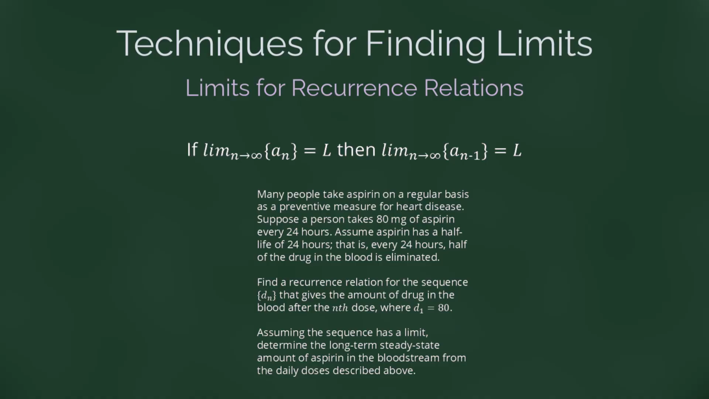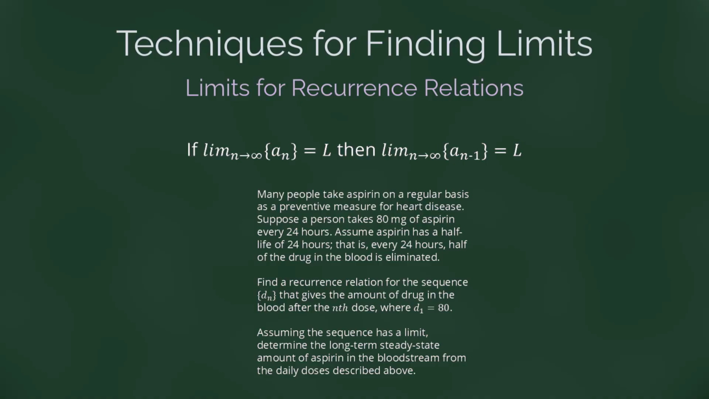So we're going to use that in a context that I think is fairly useful. We have this problem here that many people take aspirin on a regular basis to prevent heart disease. And so we have a person here who takes 80 milligrams of aspirin every day, every 24 hours. If that aspirin has a half-life of 24 hours, so that after every 24 hours has passed, whatever's in your drug, half of that has been eliminated.